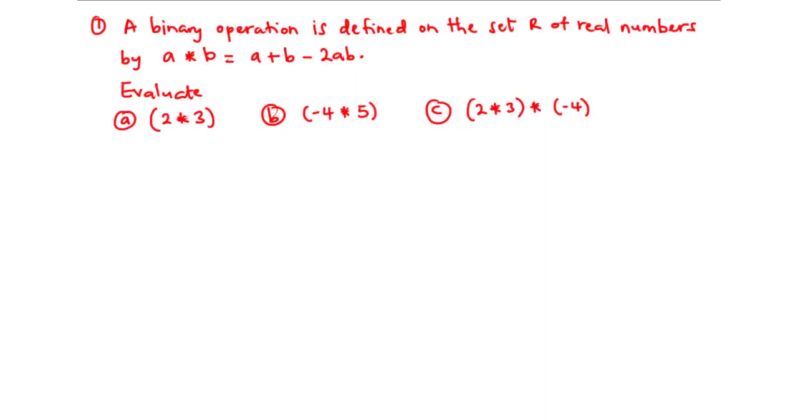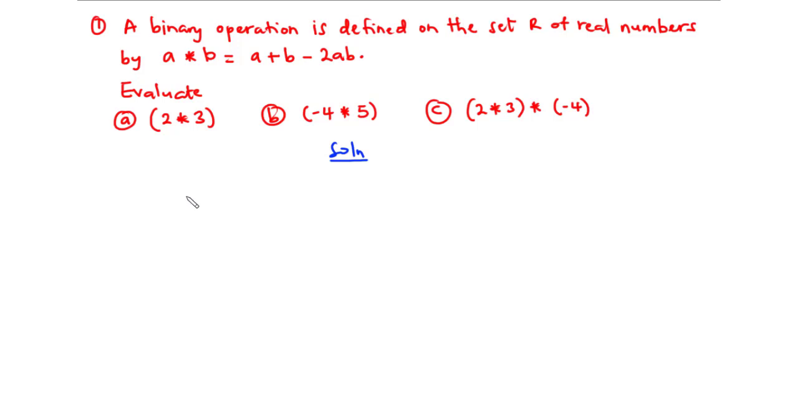Now let's solve some examples. For our first example, a binary operation is defined on the set R of real numbers by the operation A star B equals A plus B minus 2AB. We are asked to evaluate A, 2 star 3; B, negative 4 star 5; and C, 2 star 3 in the bracket, star negative 4. Let's solve this question starting from A.